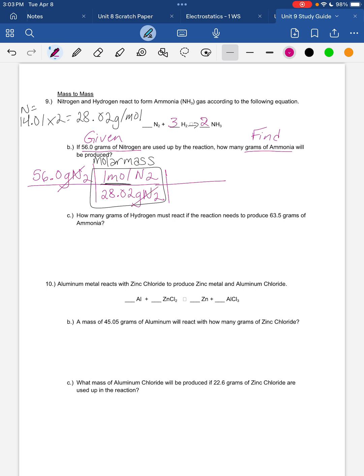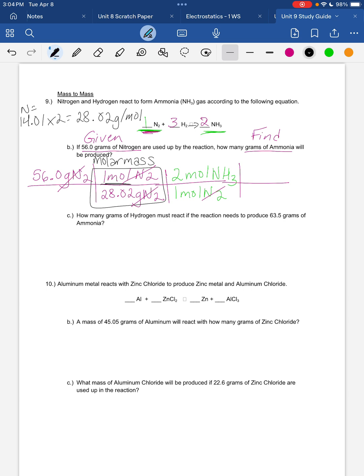Because we're in moles of nitrogen now, we can use our balanced equation to go into moles of what we're trying to find, which is ammonia. So that means from our balanced equation, for every 1 mole of nitrogen, we have 2 moles of ammonia. Ammonia is NH3. Our moles of nitrogen are going to cancel, and we're left with moles of ammonia. Our very last step now is to go from moles of ammonia into grams of ammonia.